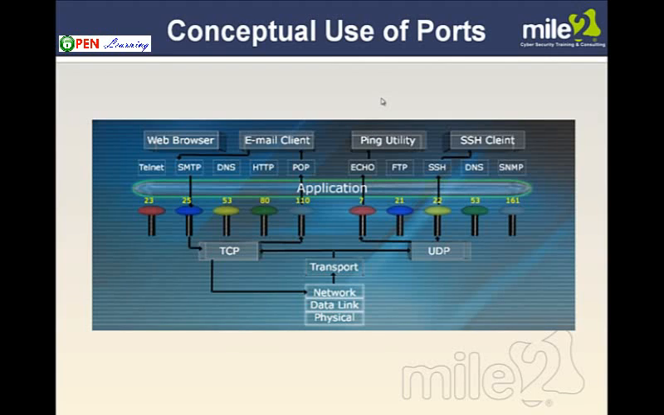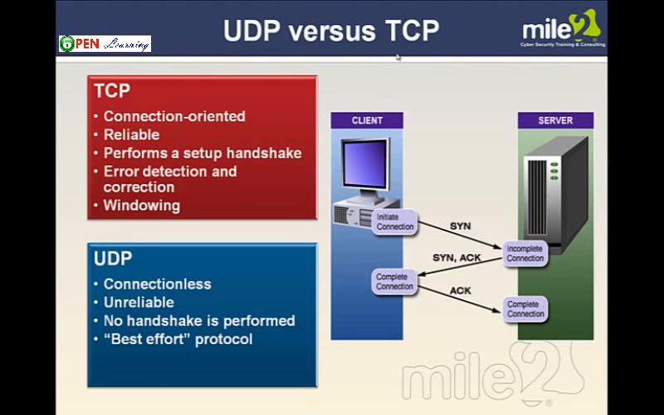UDP-based applications, as you can see listed there, include FTP, DNS, and Simple Network Management Protocol. These have more of, I guess, a need for speed. They don't need quite as much back and forth reliability checks. So with this, they can get away with UDP and therefore it's faster. It can be faster. So more on this.